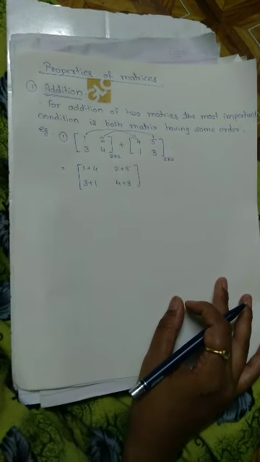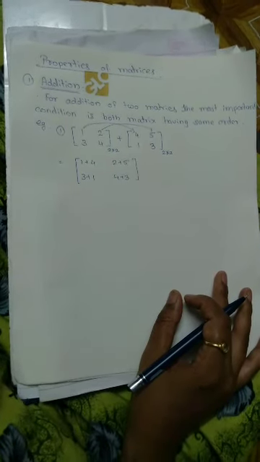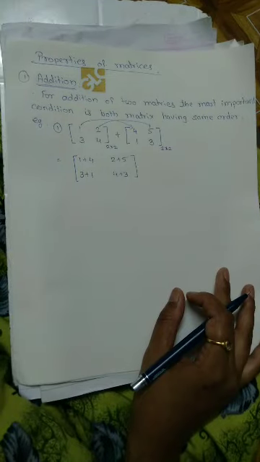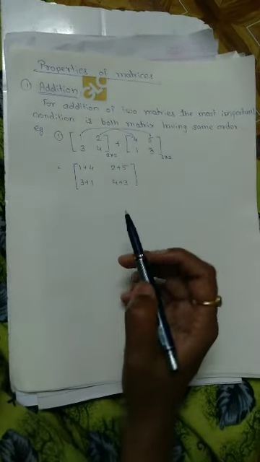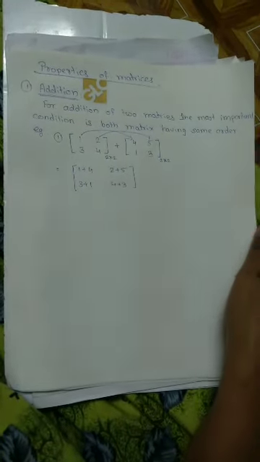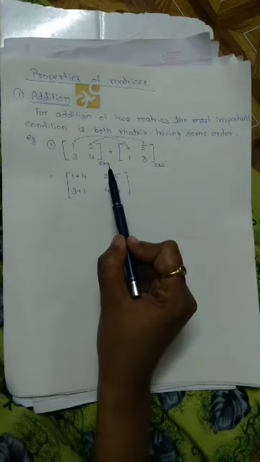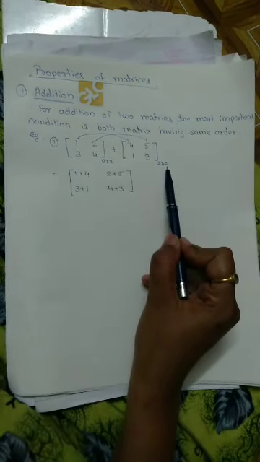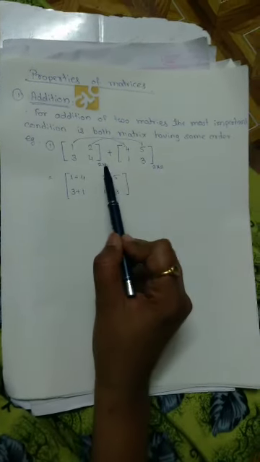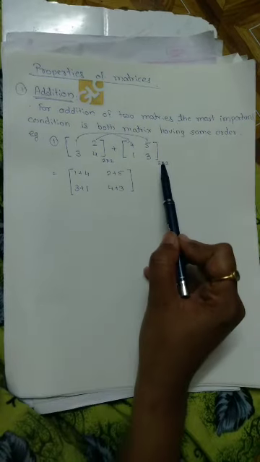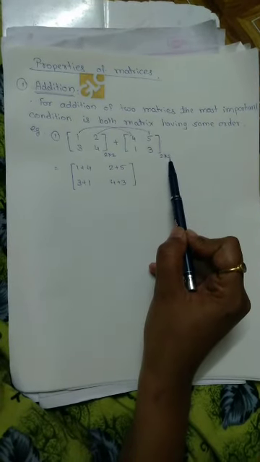So, the first most important property is addition of two matrices. For addition of two matrices, the most important condition is that both matrices have the same order. Means, suppose the first matrix is 2 by 2 order, then our second matrix is also 2 by 2. Suppose the first matrix is 3 by 3, then our second matrix is also 3 by 3.